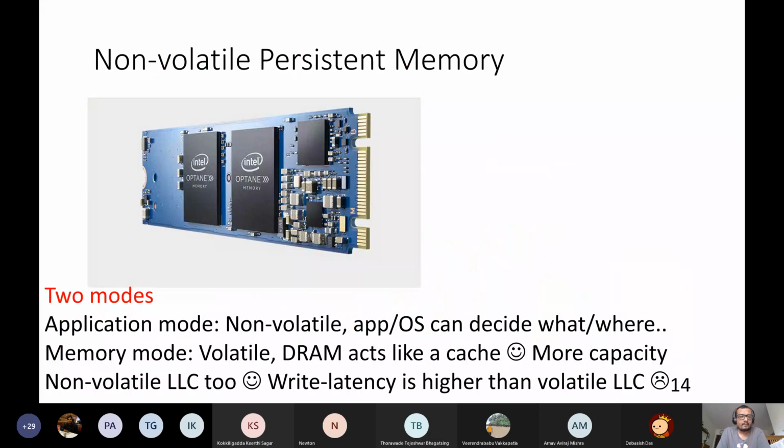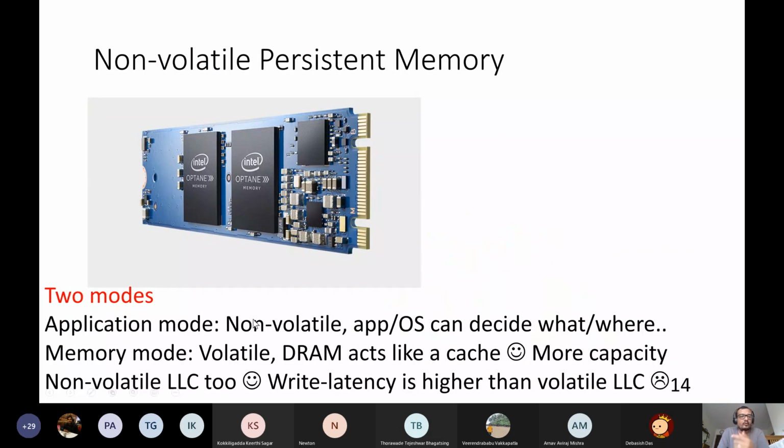And if you buy this Intel Optane, it gives you two different modes to operate. One is called the application mode, where it's non-volatile. That means even if the power goes off, the data still remains in the DIMM. As a programmer or as the OS, you can decide where to map your data, what particular operations to do, and at what granularity to do the job, right? It usually provides byte level operations in the application mode.